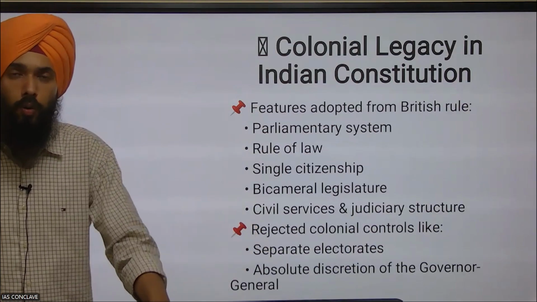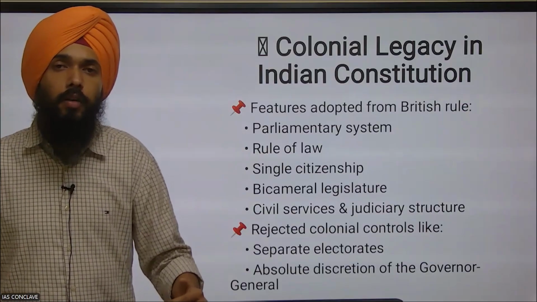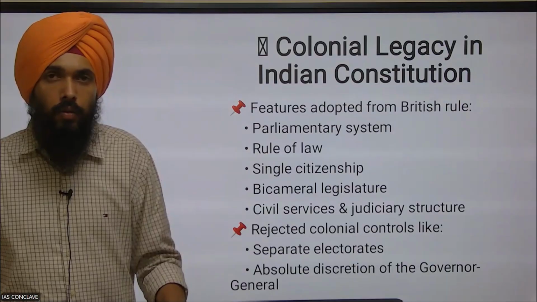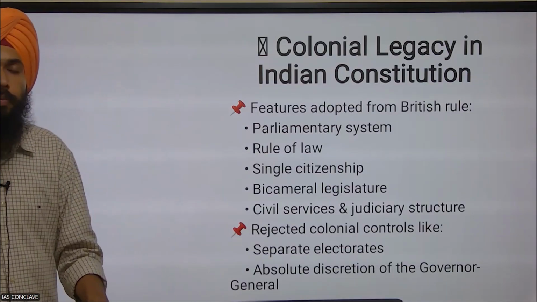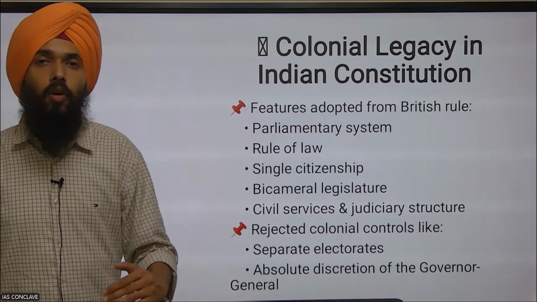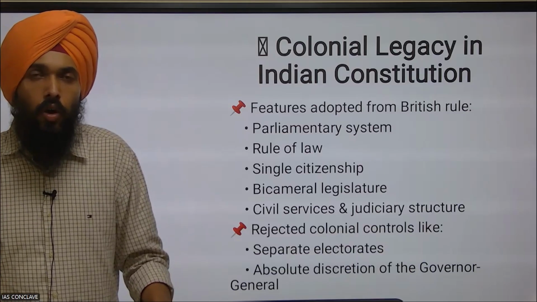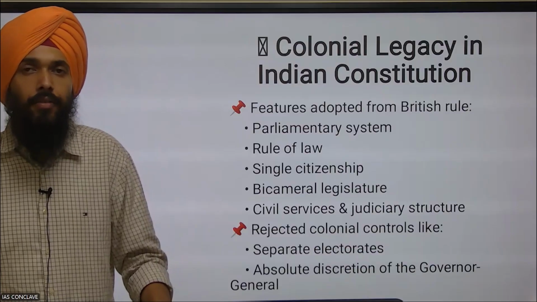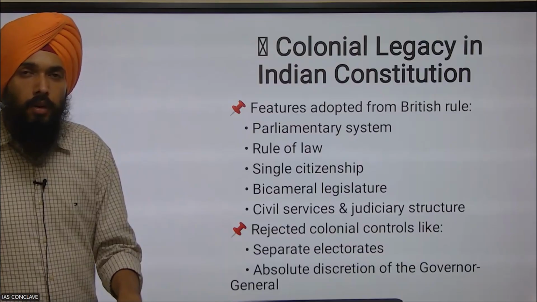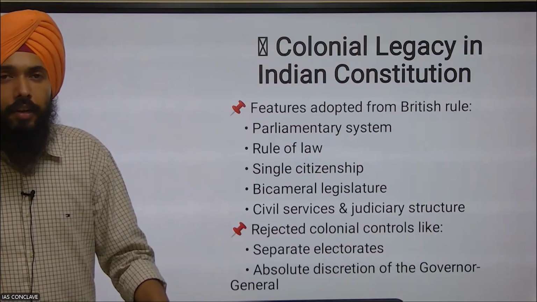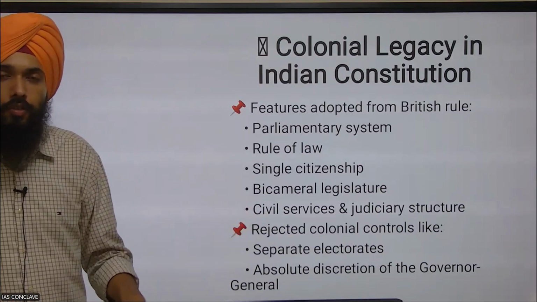Next is the rule of law, that everything should be governed by the law, not by a person. Next is single citizenship. Even if we say that we have a federal or quasi-federal constitution, we have some unitary features, such as single citizenship. And also we have a bicameral legislature. Next point is civil services and the judiciary structure.